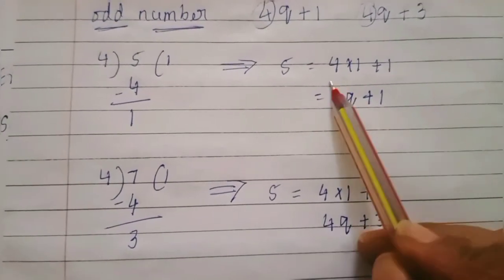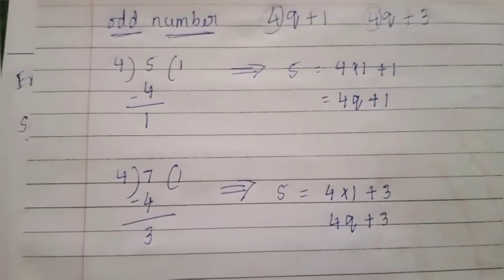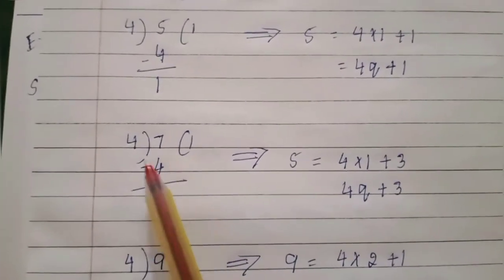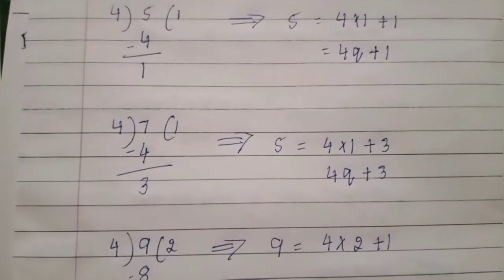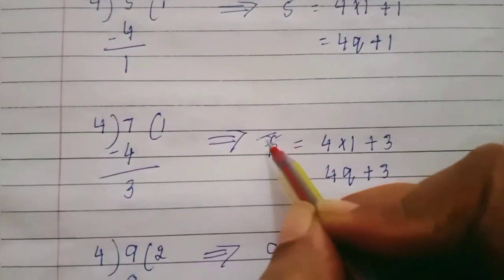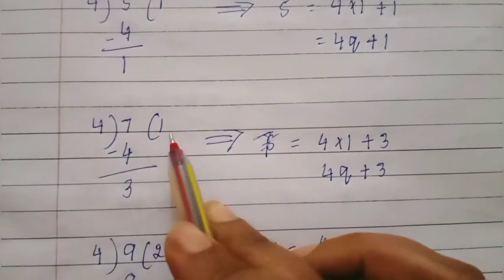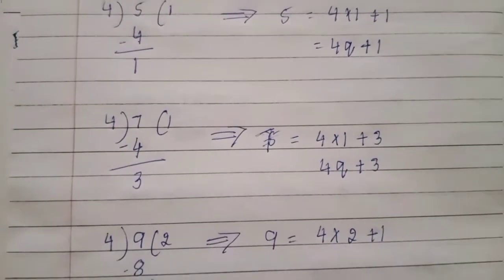So you can observe, compare, it is in the form of 4q plus 1 form. Next take another number 7. 4 ones are 4. Remainder is 3. So if you write in lemma form, you can write it as 7 equals to 4 into 1 plus 3 form. You can observe it is 4q plus 3 form.